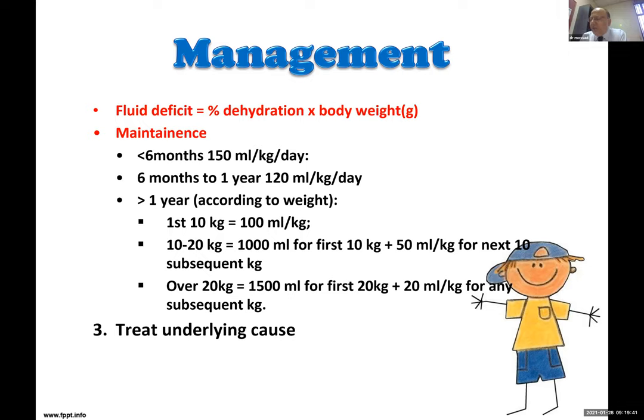So now we understand that this child, instead of needing just 750 ml per day, needs now 1250 ml per day, and we need to check after boluses. If he needs a bolus, we are going to deduct it. If he doesn't need it, how can we divide it over the 24 hours? Okay, this is very important.